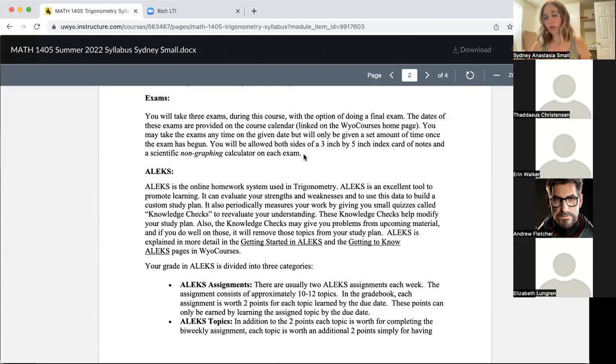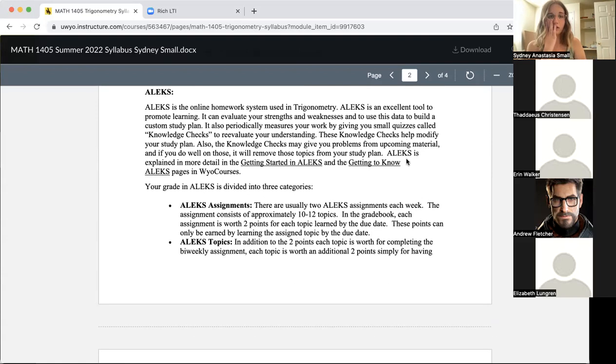So you could take it at 4 a.m. if you wanted to. You could start it at noon, but once you start your time, you will have an hour-and-a-half. And you will be allowed a 3-inch by 5-inch index card of notes, which I recommend just because the act of making an index card is sometimes the best way to study.